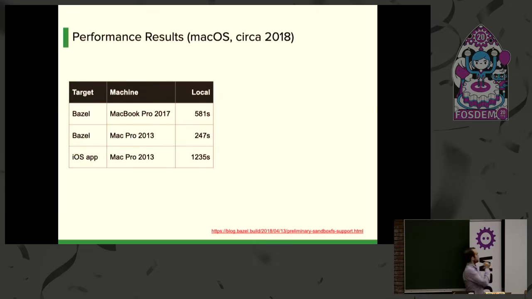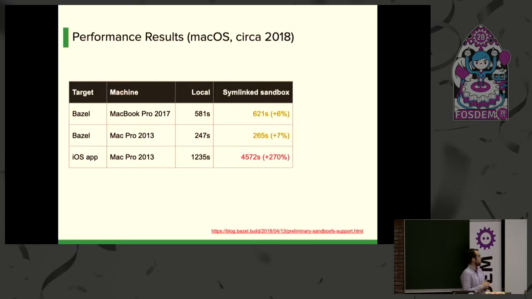So here we just have 3 different builds. 2 of them are building Bazel with itself, and another one is building one of our pretty large iOS apps. And then you have the times for the total build time when we run it without sandboxing. Now, when we enable the symlink sandbox, the original one, right, we got these timings. So for Bazel itself, we see a tiny increase, which is expected because any kind of sandboxing will have some overhead. But then for the iOS app, the increase is massive.